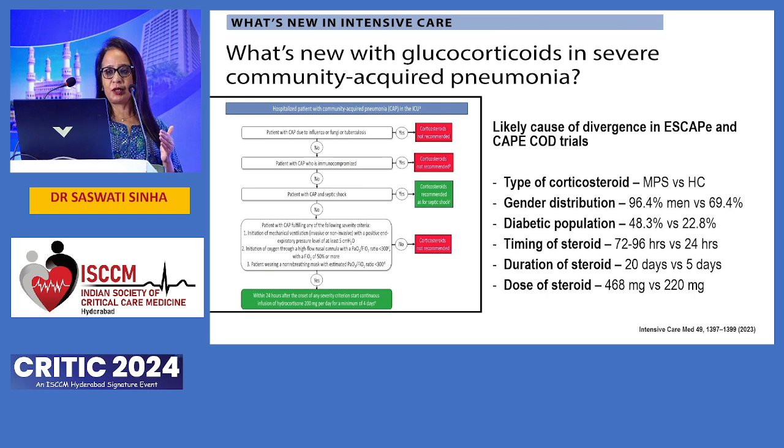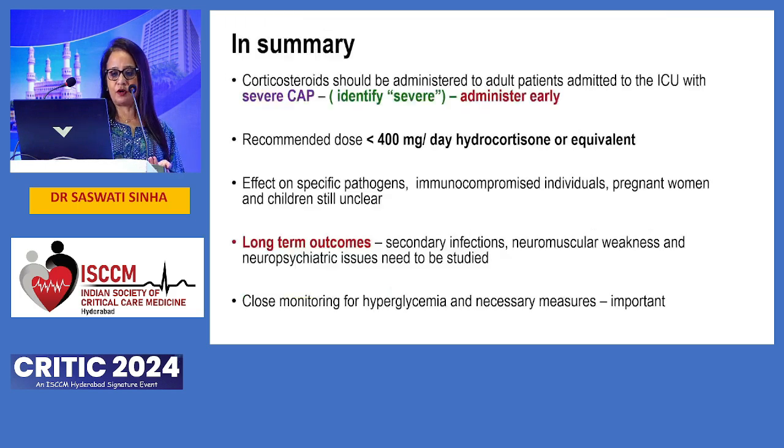If a patient has septic shock, the patient will automatically require stress dose of steroids. But if the patient fulfills the criteria of severe CAP and has presented to you, early administration of steroids could make a difference. So to summarize, corticosteroids should be administered to adult patients in the ICU with severe community-acquired pneumonia.